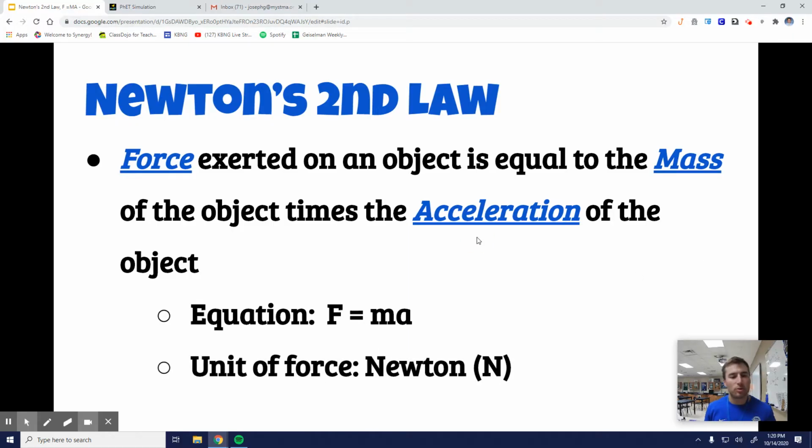And since Newton's second law talks about force, and force is new for us, the force unit is a Newton. So our new unit of force is a Newton. And in just a second, we're going to go over how you actually arrive at a Newton.